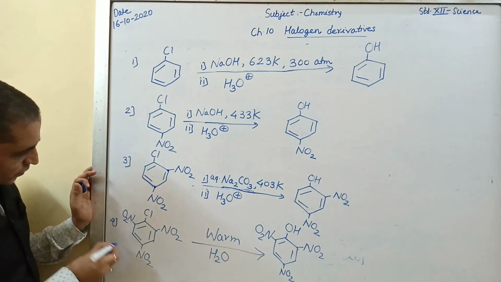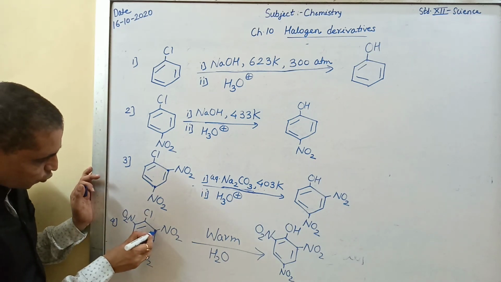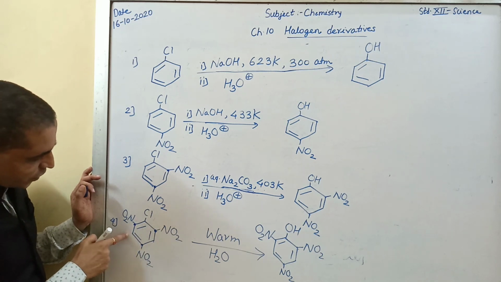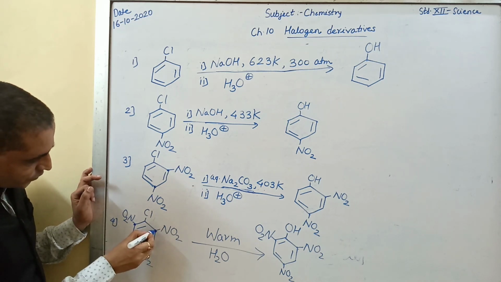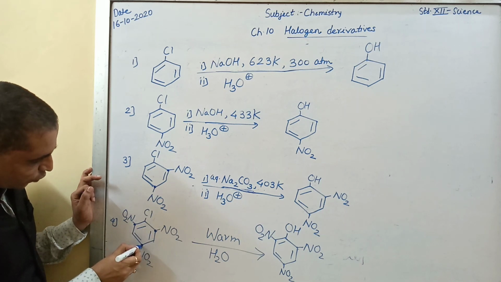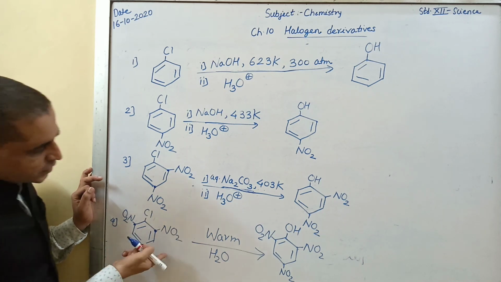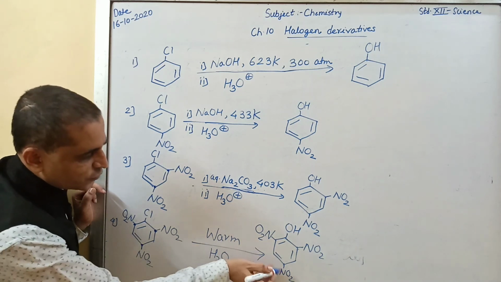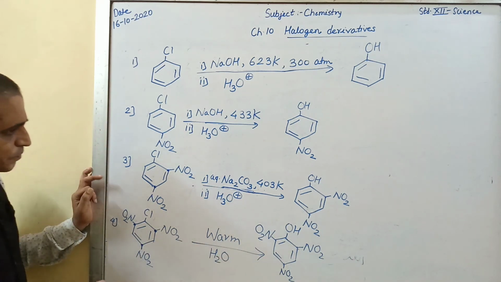Now see the fourth reaction. Here there are three NO2 groups, that is three electron withdrawing groups. Two are at the ortho position and one at what? The para position. Now it requires very weak conditions, that is only warming with water. The substitution reaction takes place easily.